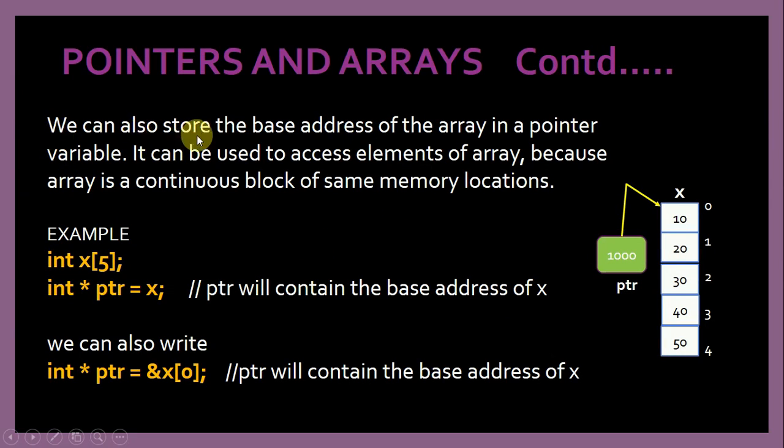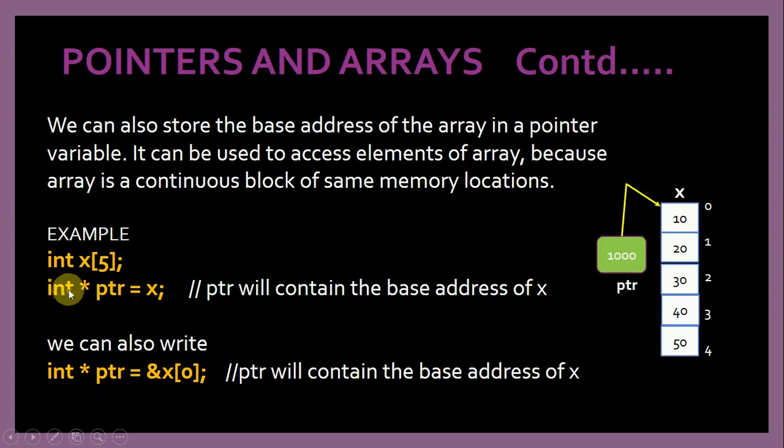We can also store the base address of the array in a pointer variable, and it can be used to access elements of the array because an array is a continuous block of same-type memory locations. So let us take an example. Suppose we have an integer array of size 5. x is the name of the array. This is my array of size 5 and these are the contents: 10, 20, 30, 40, 50.